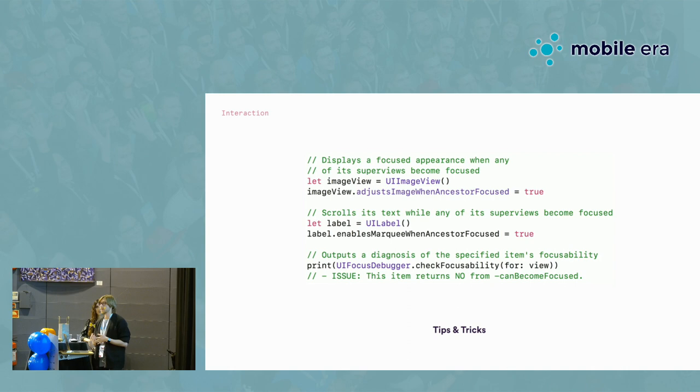Before, we had to use a library, of course. And if sometimes you get a problem that some view doesn't get focused for some unknown reason, then you can use the focus debugger to check focusability for the specified view. And it's going to print some description of all the problems related to the specified view and the focus.